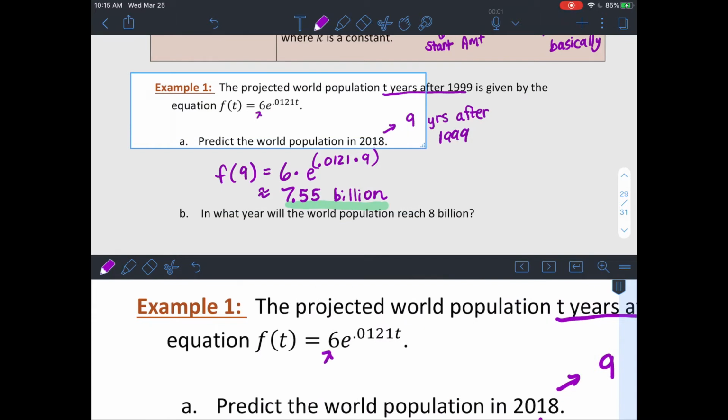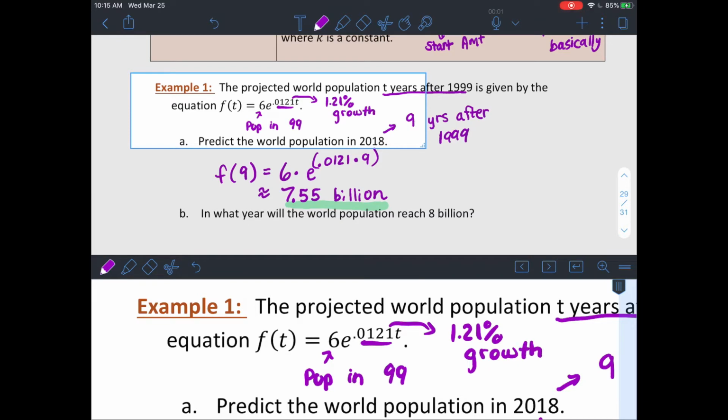A quick little explanation. Remember, 6 stands for the starting amount, so your population in 1999 would be 6 billion. The 0.0121 tells you the population's increasing at 1.21%.